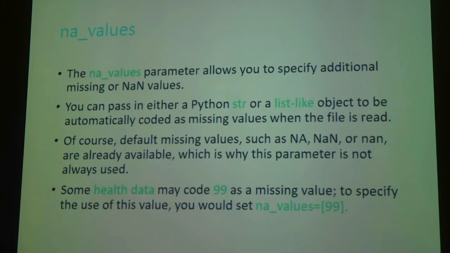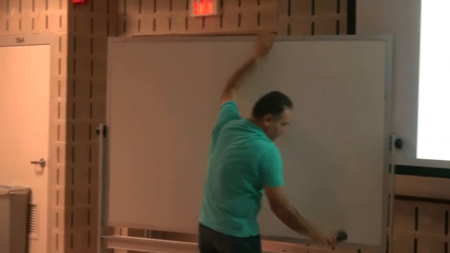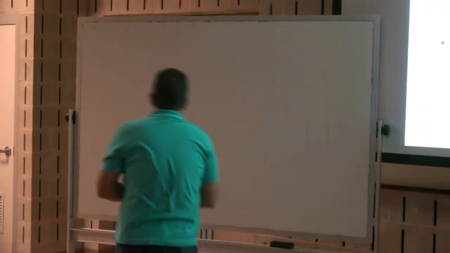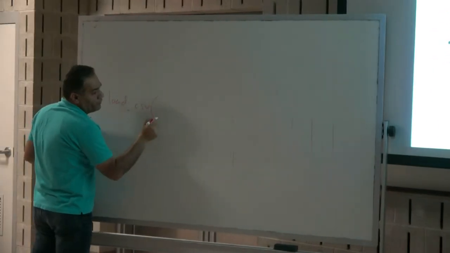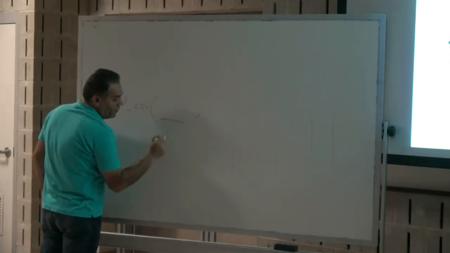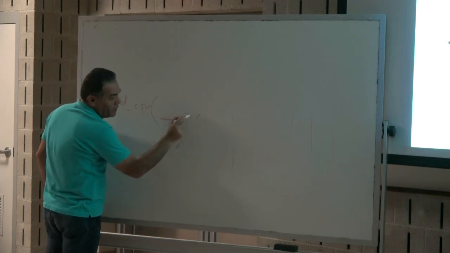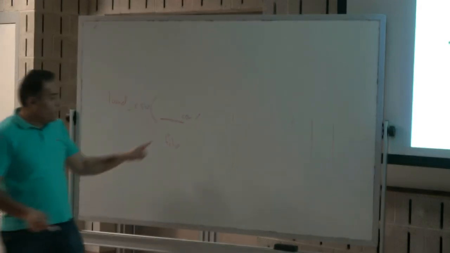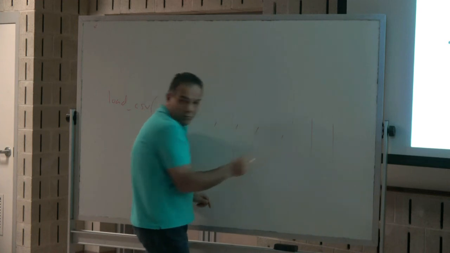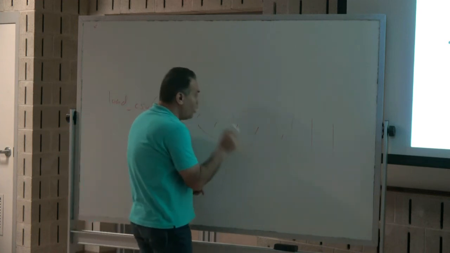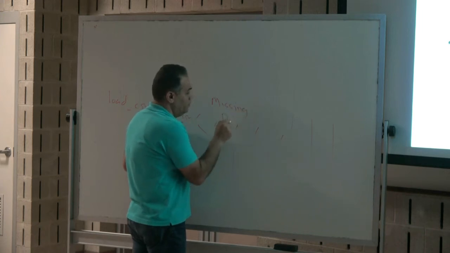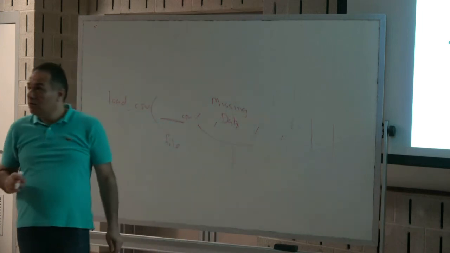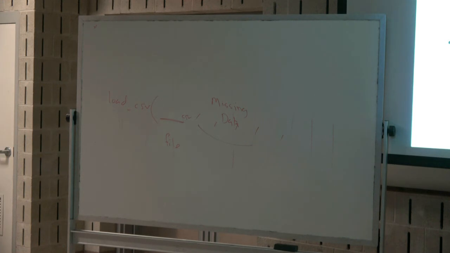With empty data, with missing data. So basically, when you say load CSV, what is the first parameter you have in here? A file, .csv. Now, there are other parameters usually. Three of them are to deal with missing data. So if there is missing data in the file, how do you deal with it?